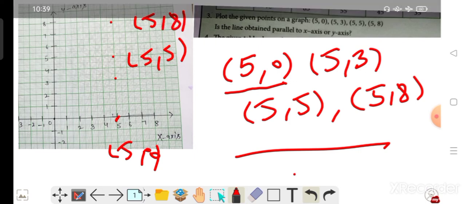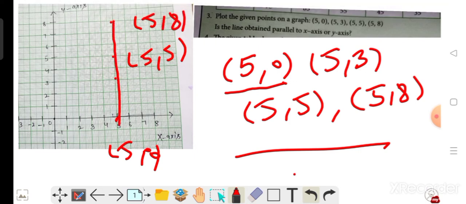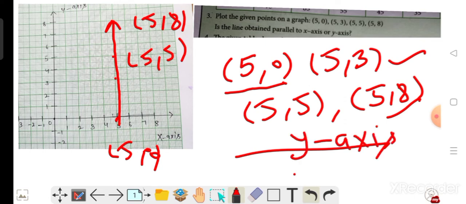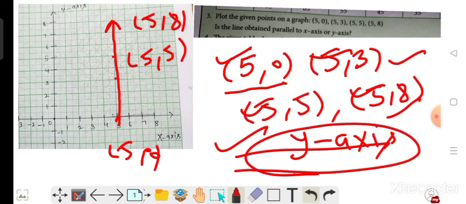So now by joining these points we will get a line which is parallel to the y-axis. So this is the graph of these points and this is clearly parallel to which axis? Y-axis. As we have learned earlier, if the value of abscissa is constant or fixed then the graph is parallel to the y-axis, and if the value of ordinate is fixed then the graph is parallel to the x-axis. In this case the value of abscissa is the same, that's why the graph is parallel to the y-axis. So this graph is parallel to which axis? Y-axis. So this is the solution of your third question.